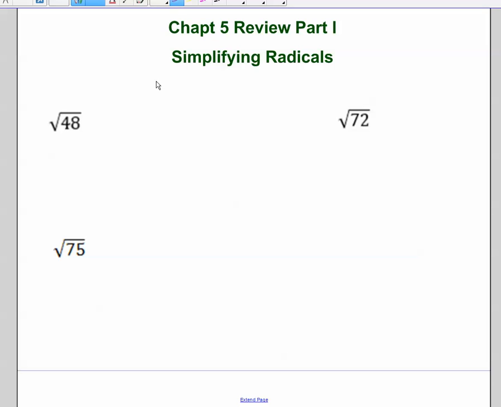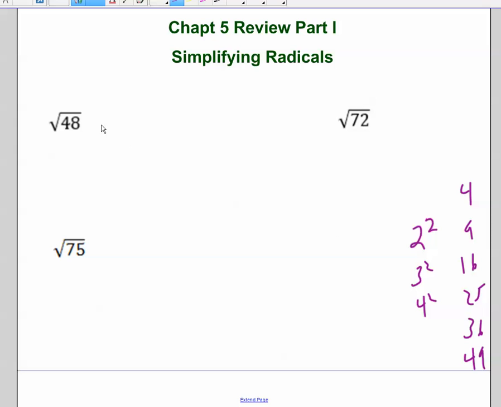So I've got to simplify my radicals. And for the method I'm going to show you, you need to pretty much have your perfect squares memorized. Your perfect squares stem from things like 2 squared, 3 squared, 4 squared, and so on. So you've got 4, 9, 16, 25, 36, 49, and so on, okay?